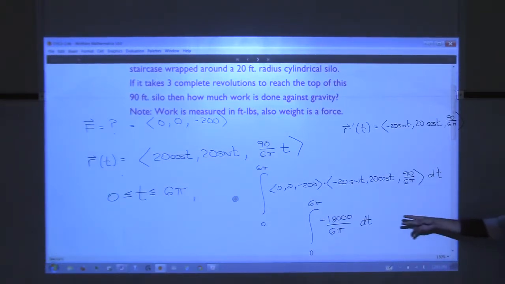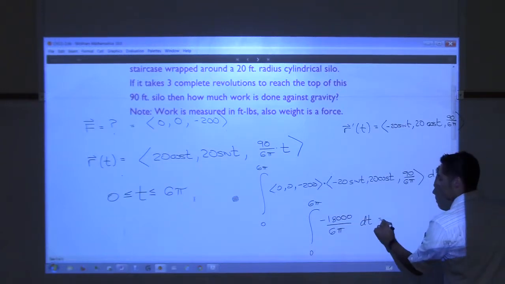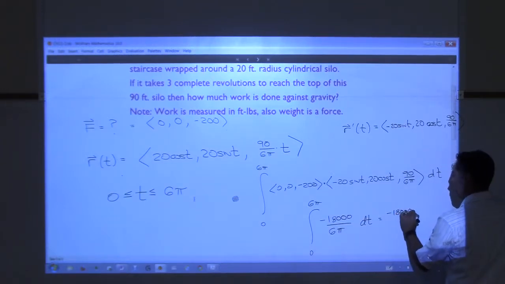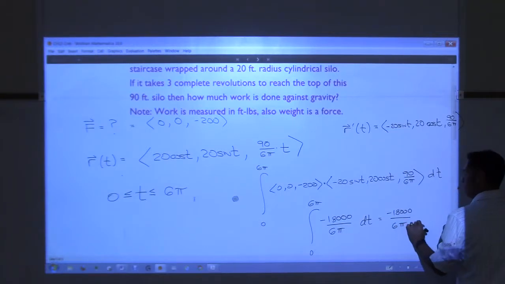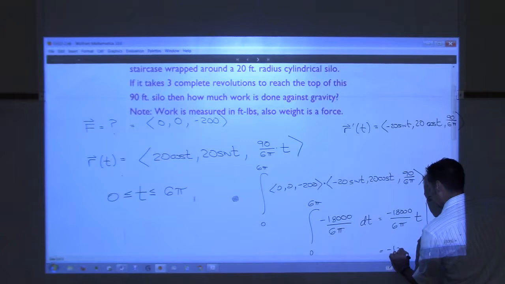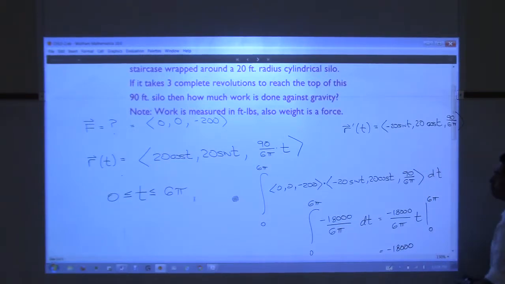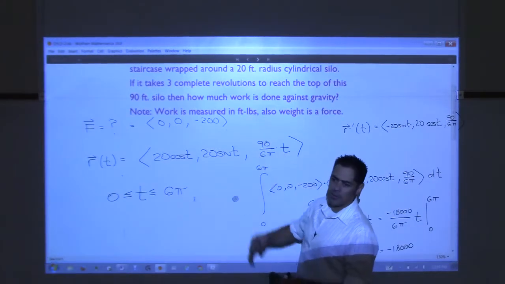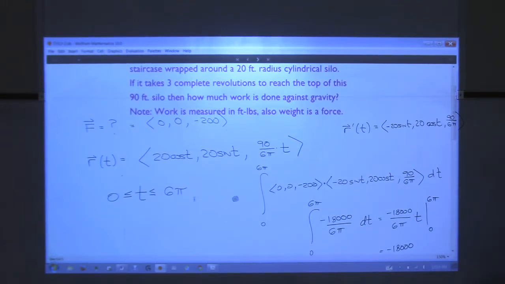And now the antiderivative of this is a constant, right? So negative 18,000 over 6 pi t evaluated from 0 to 6 pi. And what happens? You get negative 18,000. Work is measured here in foot-pounds. Foot-pounds. So negative 18,000 foot-pounds.